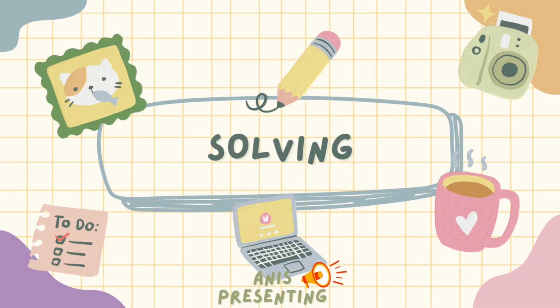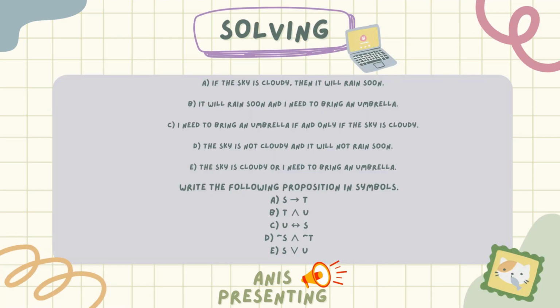The next one is solving the question. We have to write the following propositions in symbols. A: if the sky is cloudy, then it will rain soon, and the symbol is S implies T. For B, it will rain soon and I need to bring an umbrella, the symbol is T and U. The next one, C: I need to bring an umbrella if and only if the sky is cloudy, and the symbol is U biconditional S.